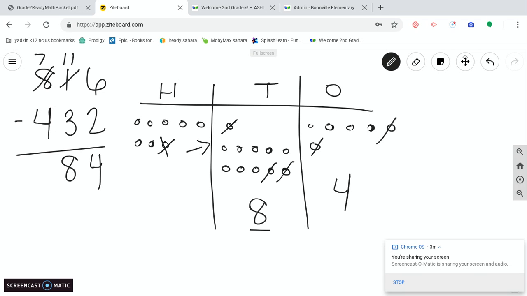Okay, now we have 700s, and we need to subtract 4. 1, 2, 3, 4, and I'm left with 300s. My answer is 384.